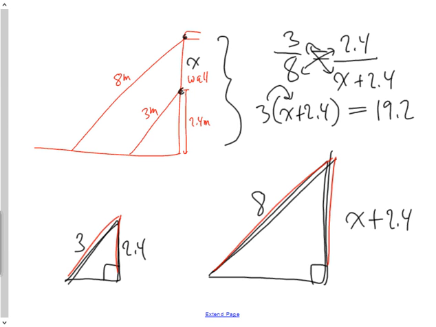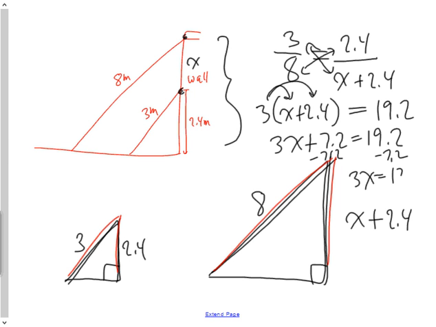Now if I expand, I'm going to get 3x plus 7.2 equals 19.2. Subtract 7.2 from both sides. I get 3x equals 12. Divide by 3, and x will equal 4. Now remember, we're not done yet. x is just 4. So when I put 4 here, that's the distance from here to here, which means the whole distance is the sum of 4 and 2.4, which makes the 8-meter ladder able to reach up 6.4 meters.